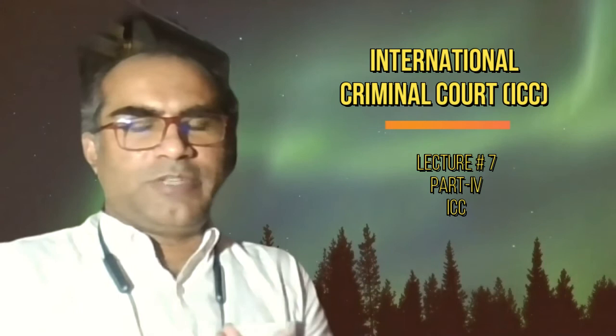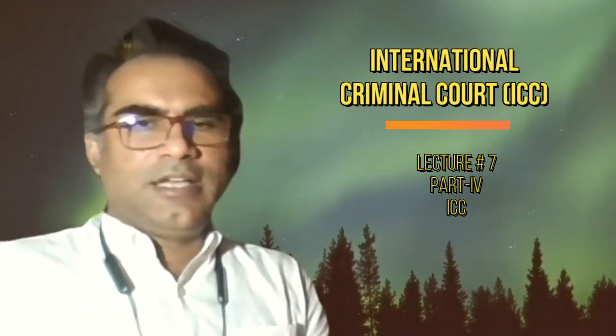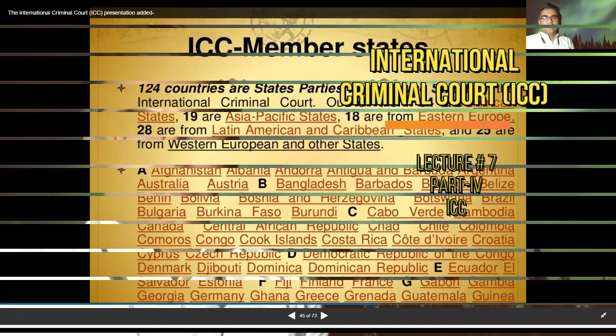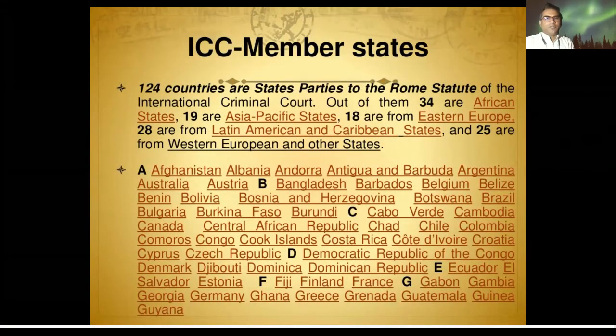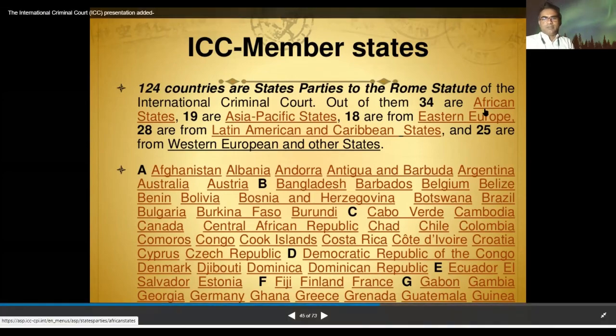Okay, students, now we are moving towards our next topic, that is the ICC member states. There are 124 countries that are state parties to the Rome Statute of the International Criminal Court. Out of them, 34 are African states, 19 are Asia-Pacific states, 18 are from Eastern Europe, 28 are from the Latin American and Caribbean states, and 25 are from the Western European and other states. So alphabetically, these are the member states.